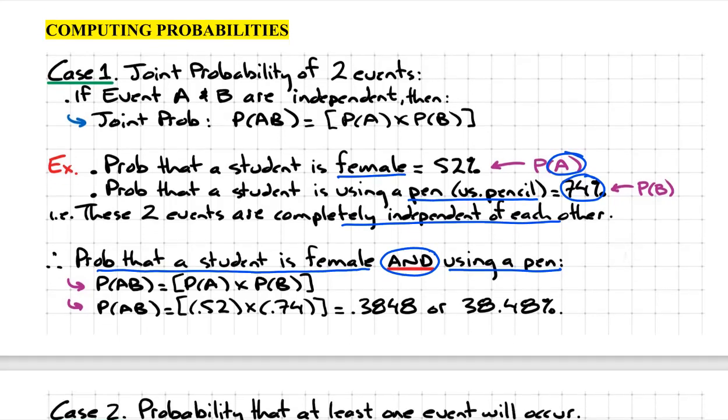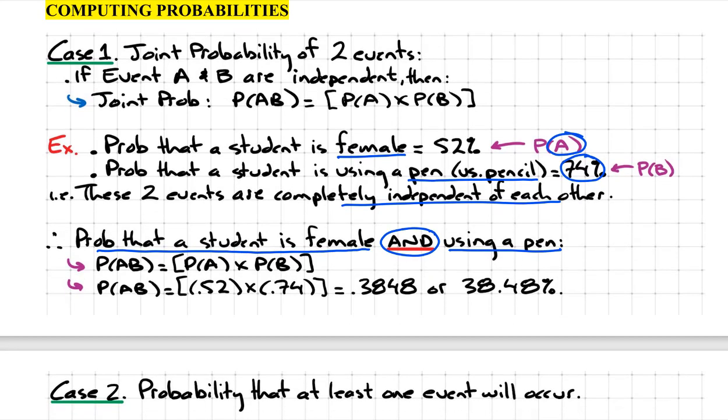So if we're asked, what is the probability that a student is female and using a pen, and that's what joint probability means, the probability of both of them occurring at the same time, then we would just multiply the two probabilities together. So there it is right there. There's that 52% for event A, 74% for event B. So the joint probability would be 38.48%. And to interpret that, there's a 38.48% probability that you'll see a student who's female and using a pen at the same time.